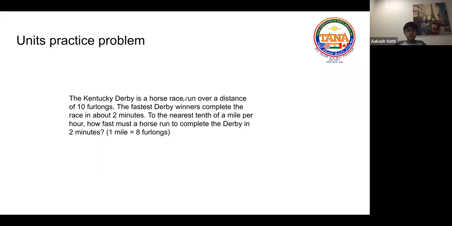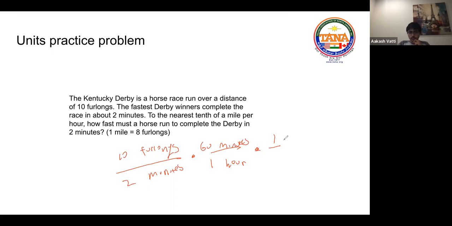So you're given that you want to run a distance of 10 furlongs in 2 minutes. So you have 10 furlongs over 2 minutes right there. And you want it in miles per hour, so you multiply by 60 minutes in 1 hour. And you also want it in miles instead of furlongs, so you have 1 mile over 8 furlongs. So now you start canceling stuff out. The minutes go away. Furlongs go away. So you have miles over hour now.